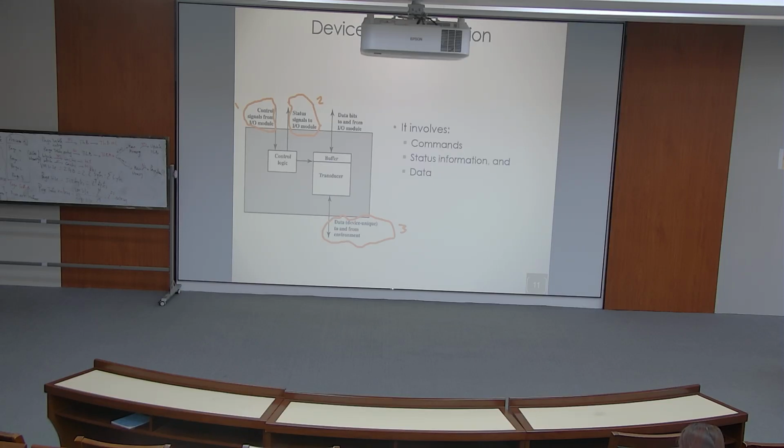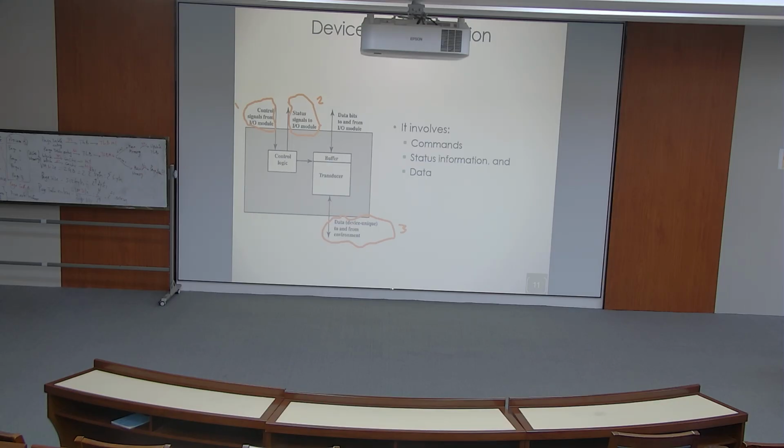Now, the next function of the input-output module is the device communication, which involves command, status information, and data transmission. We have the control signals from the input-output module that need to be sent to the controller logic, and the controller logic will reply with the status signal to the input-output module. Then data bits will be sent to or from the input-output module. Then we have the buffer, which temporarily stores the data, and the transducer, which is there to convert electrical signals and other forms of energy for the input-output devices. So we have data that needs to be sent to or from the environment.